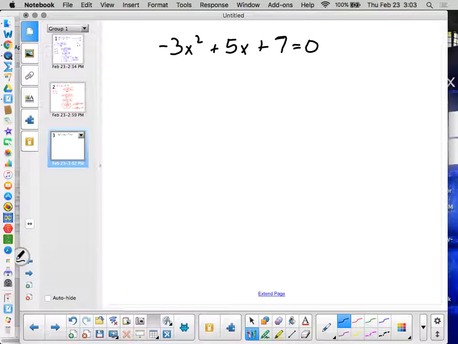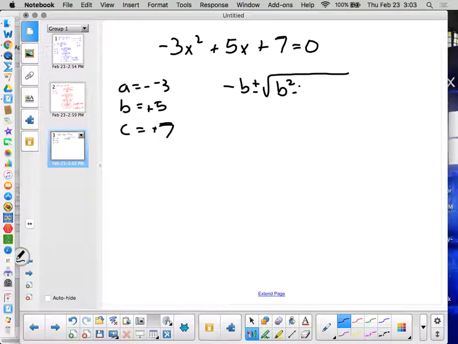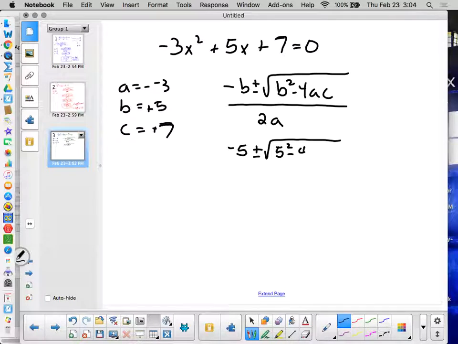So we identify A equals negative 3, B equals 5, C equals positive 7. So positive 5 and positive 7. So negative B plus or minus the square root of B squared minus 4AC over 2A. Opposite of positive 5 is negative 5 plus or minus the square root of 5 squared minus 4 times negative 3 times 7 over 2 times negative 3. That's plugging the numbers in.